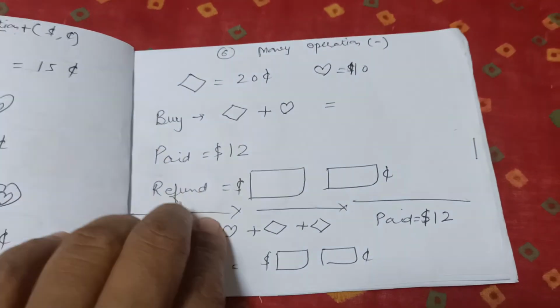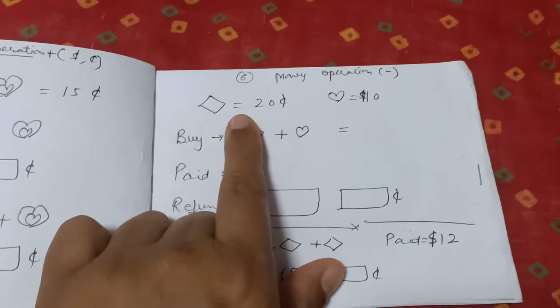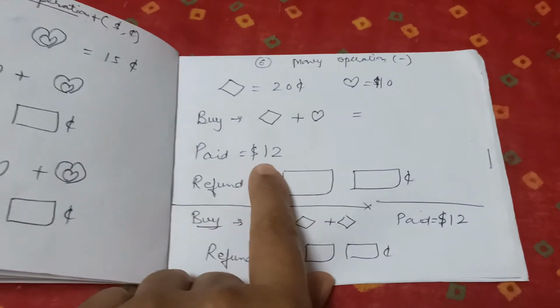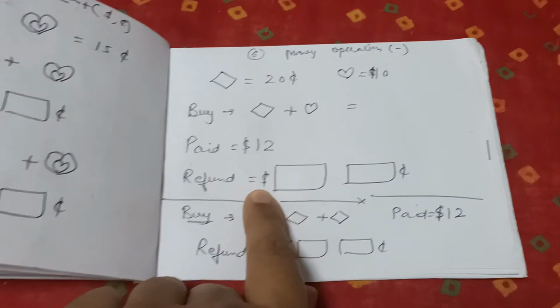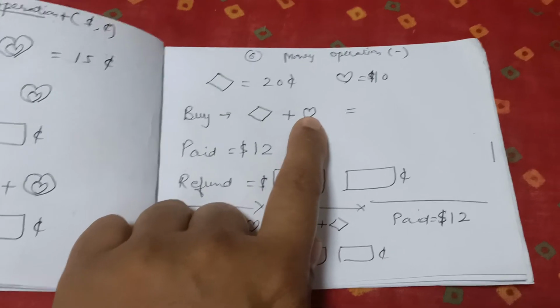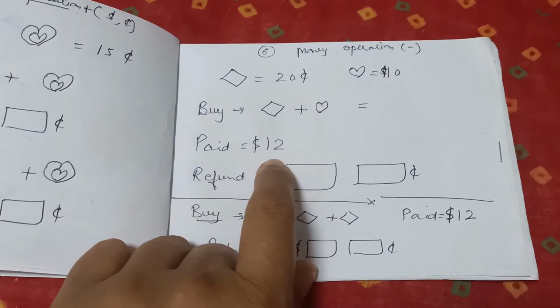Here again the same thing, but we are doing subtraction also. Basically in real life, if I have this price and this price, I buy this and I pay already this, how much refund will I get? So she has to find the cost of this plus this. This is $10 20 cents and I paid $12.